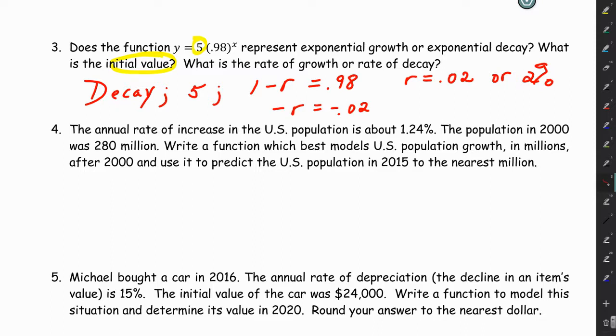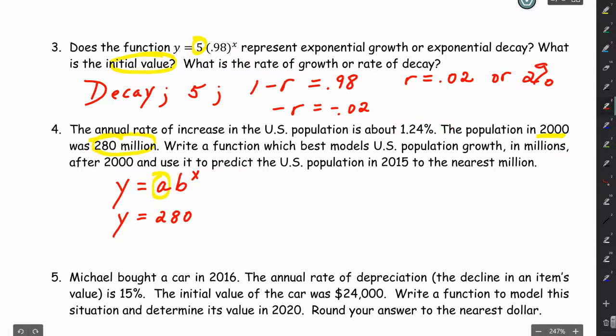All right, so we're going to be writing an exponential function, and that would be the form y equals a b to the x. The initial value is the letter a. And we know that in 2000, our initial value was 280 million. So our value for a in this problem is 280. And we know that the population is growing at a rate of 1.24%.